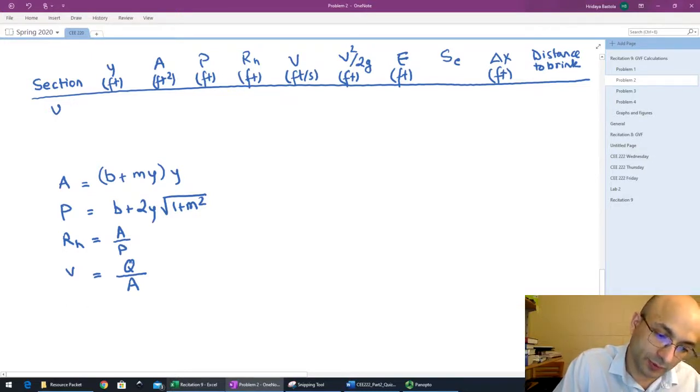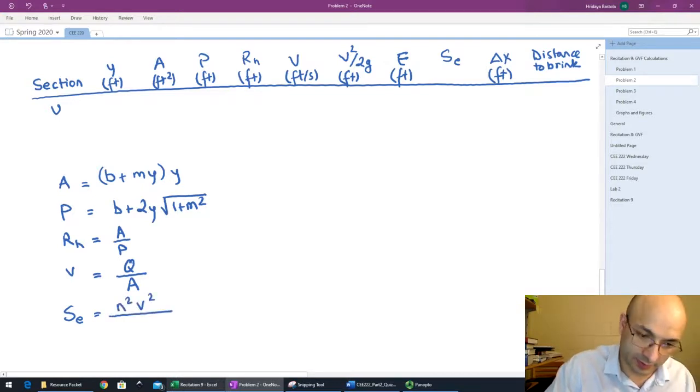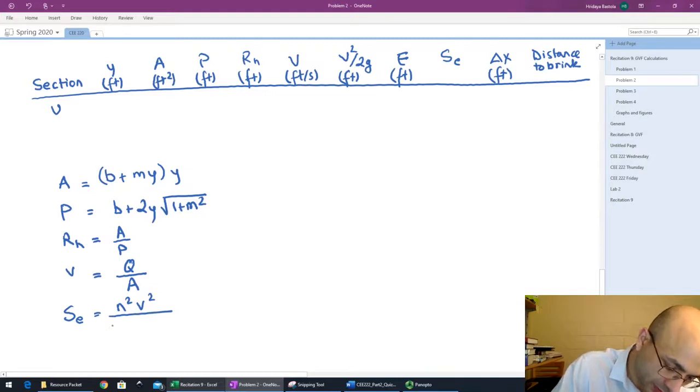And we know what the specific energy is. SE again is going to be equal to n squared v squared over, since this is in British units, it will have 1.49 squared times the hydraulic radius to the power 4 over 3.